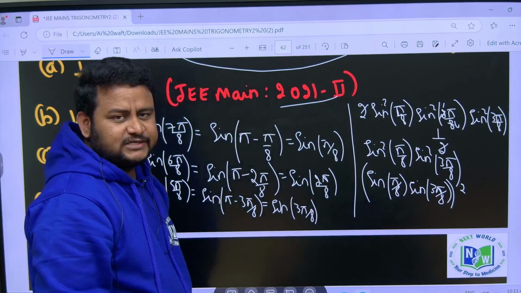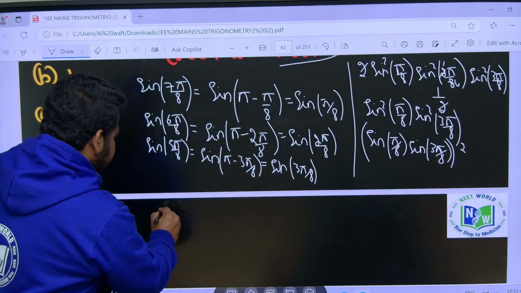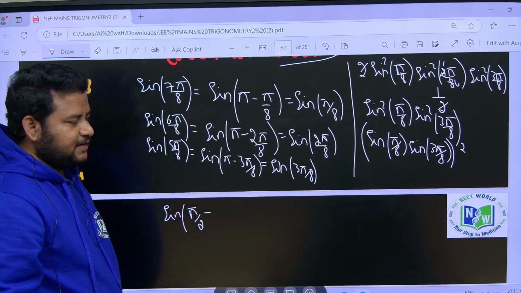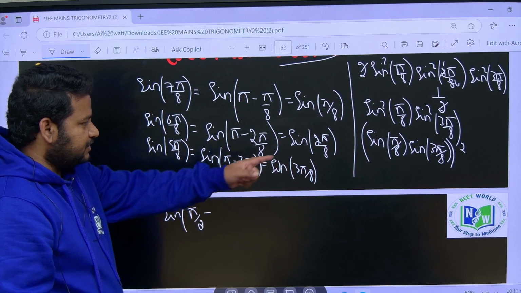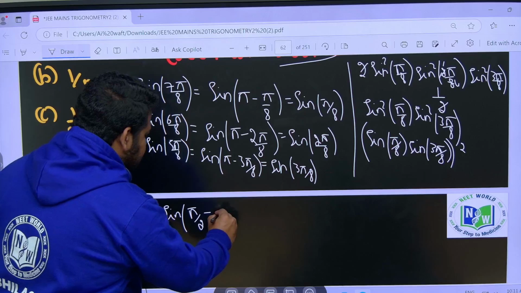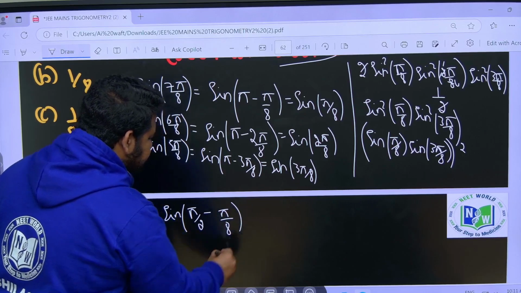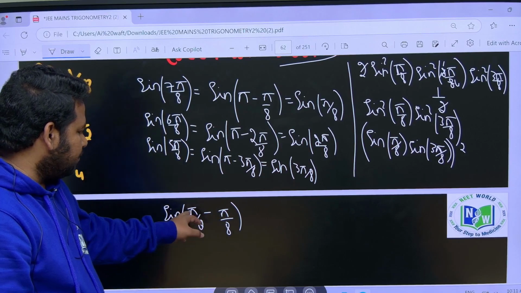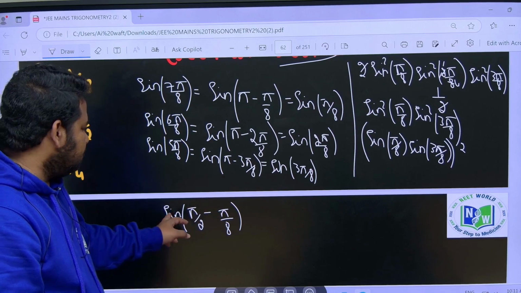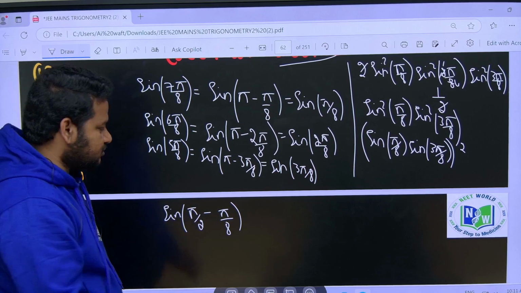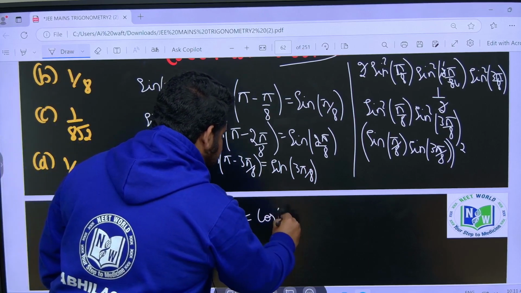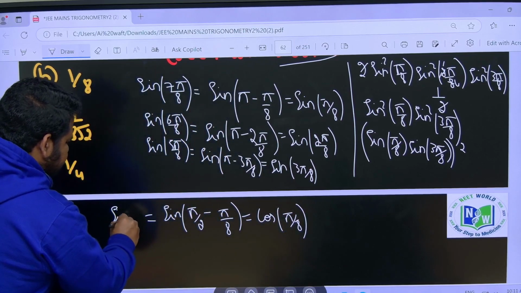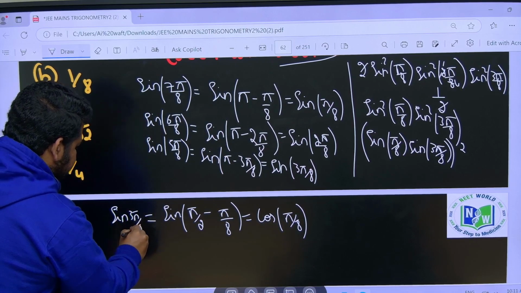Sin 3 pi by 8 can be written as what, friends? Using the complementary angle, it is sin of pi by 2 minus pi by 8. If I have to get 3 pi by 8, I should write it as sin of pi by 2 minus pi by 8. LCM will be 8, so you get 4 pi minus pi, so it is sin 3 pi by 8. But sin 90 minus theta is cos theta. So this will become cos pi by 8. Okay, this value of sin 3 pi by 8 can be written like this.